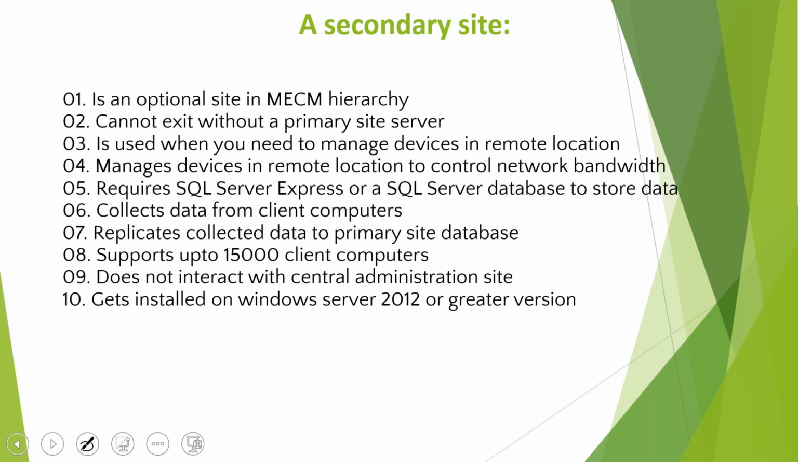Secondary is needed only to control the network bandwidth. As you see, point number 4, what does it say? To control network bandwidth. So point number 1 is what? It's an optional site server. Point number 2, it cannot exist without a primary site server. Point number 3, it is needed to manage computers in remote location to control the network bandwidth.